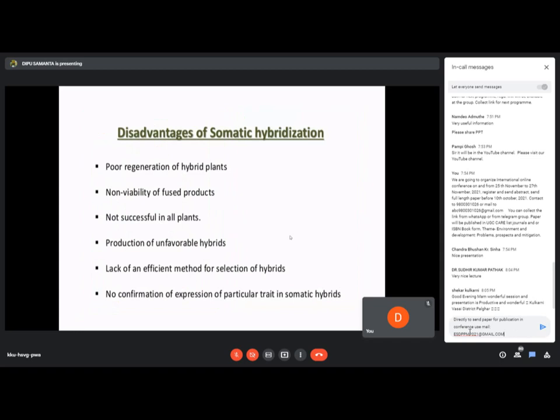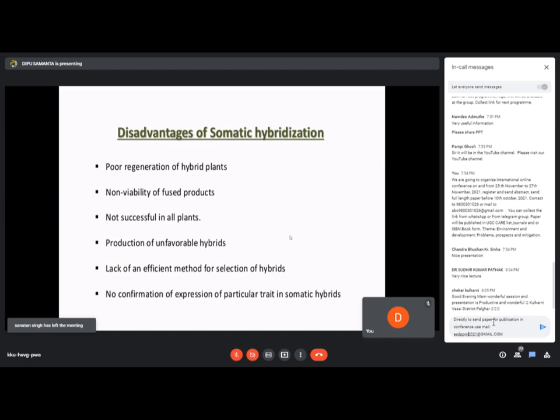There are certain disadvantages, so I will just mention: sometimes poor regeneration of hybrids, non-viability of fusion products, it is not successful in all plants, production of unfavorable hybrids, lack of efficient methods for protoplast fusion and protoplast culture, and efficient knowledgeable manpower is required.